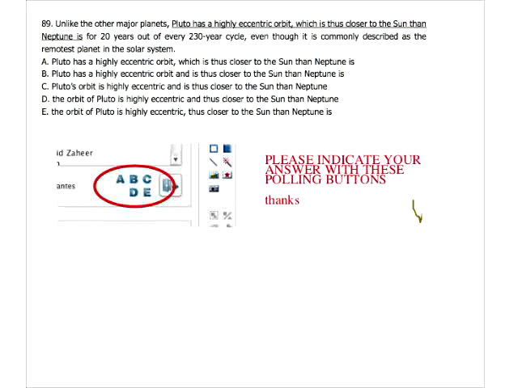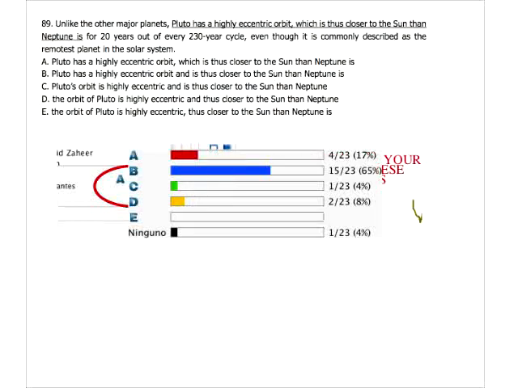Okay, hold on about 15 or 20 seconds, sorry. Okay, guys, sorry about that delay. Here are your polling statistics. Let's take a look. All right.